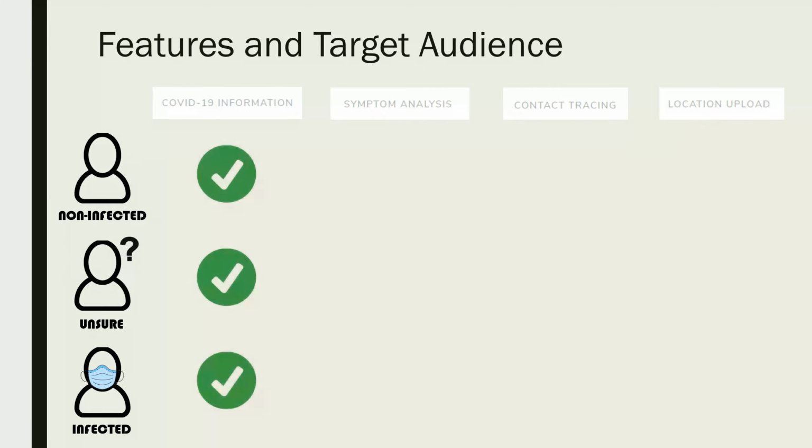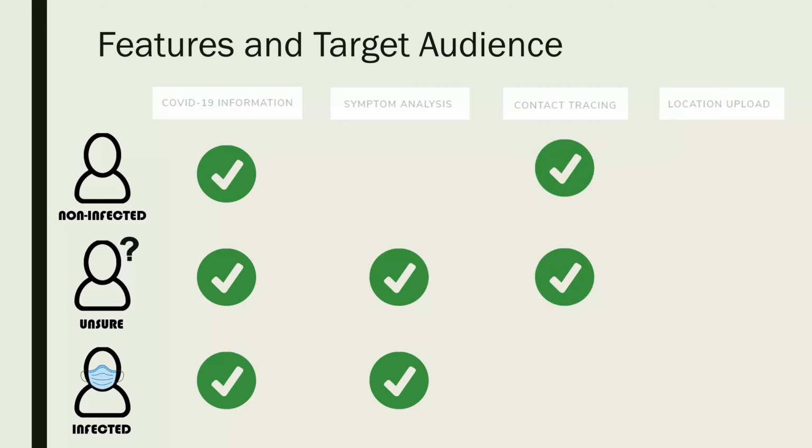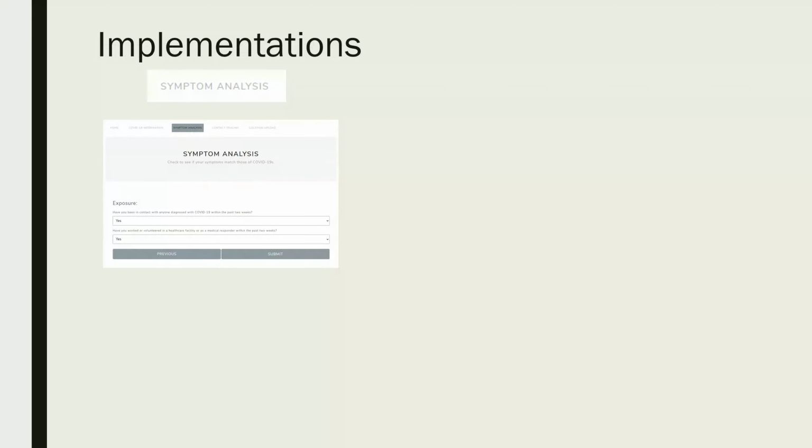Now, the COVID-19 information page is for all three of these target audiences as it gives information for all three audiences to use. The symptom analysis page is for people who are unsure to figure out whether they do have COVID-19 based on their symptoms, or for infected to figure out whether they need to escalate and get more medical treatment based on the symptoms that they have. Contact tracing is for non-infected and unsure people to see if they have been in contact with anyone with COVID-19, and location upload is for those with COVID-19 to let others know where they have been while they were positive.